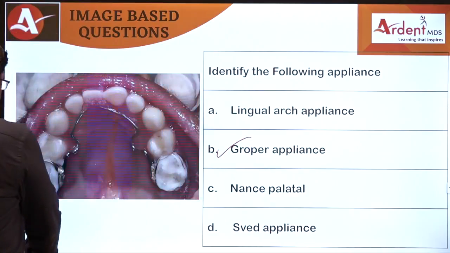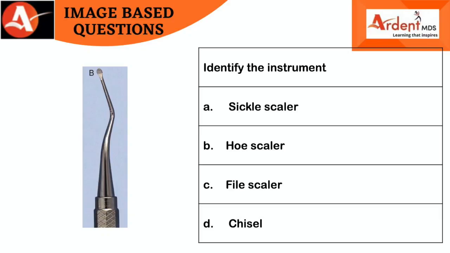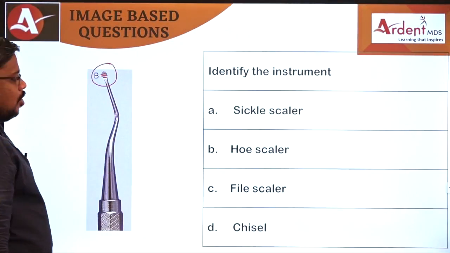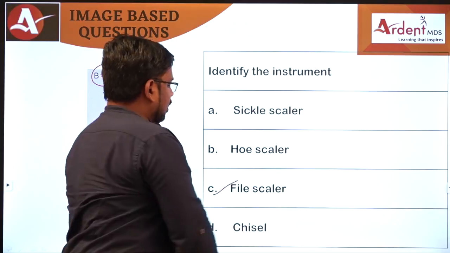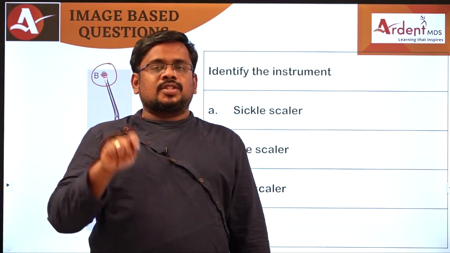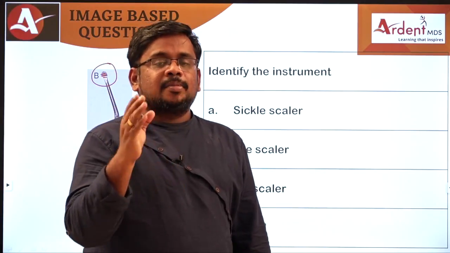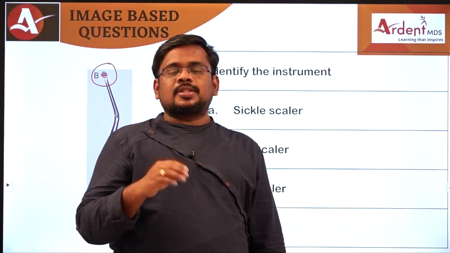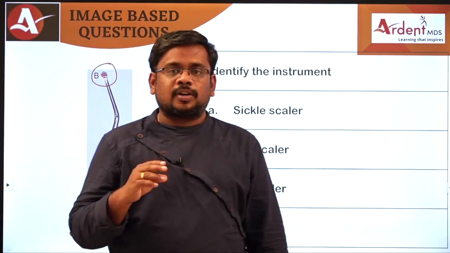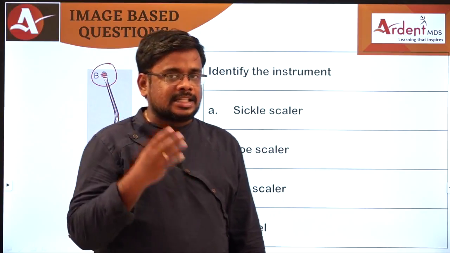And there is one more image. So what is this instrument? This is a file scaler, and if you see this end, it has some serrations. This is called a file scaler, and in a hoe scaler a concavity is present, which is useful for excavation of caries. But in the case of a file scaler, what is the use? The file scaler is used to remove subgingival calculus and altered cementum.